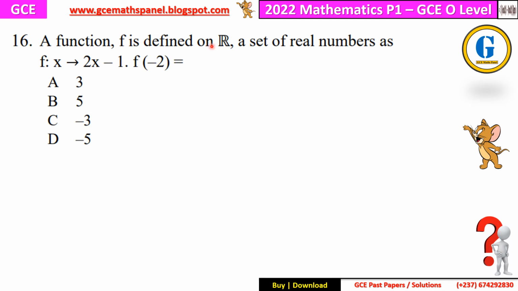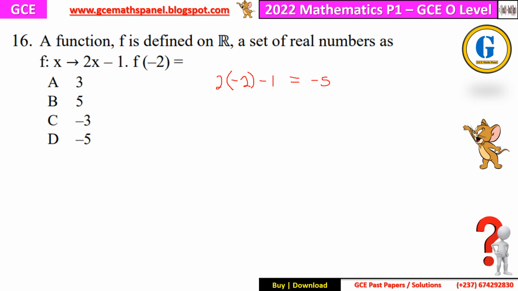Now, a function f is defined on a set of real numbers as f is such that x is mapped onto 2x minus 1. Find f of -2. So f of -2 just means we should substitute -2. So we have 2 times -2 minus 1. This gives us 2 times -2 is -4, -4 minus 1 is -5.